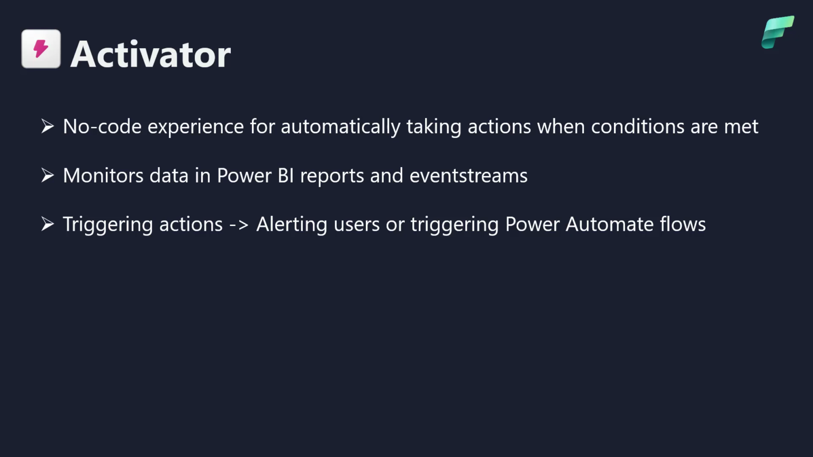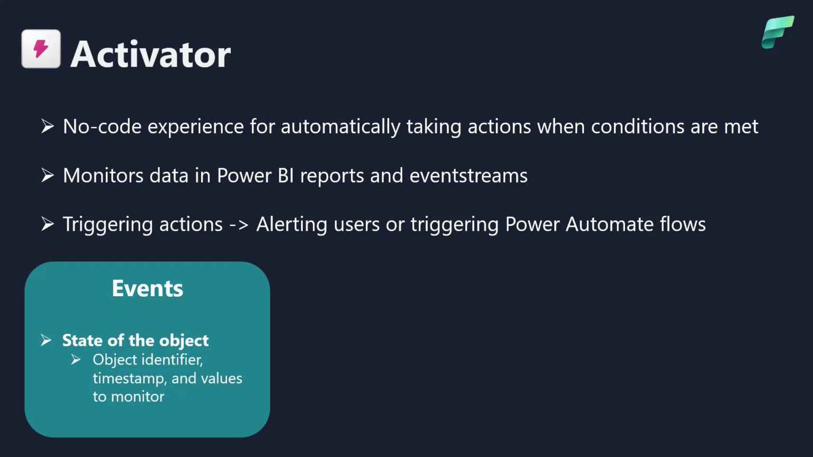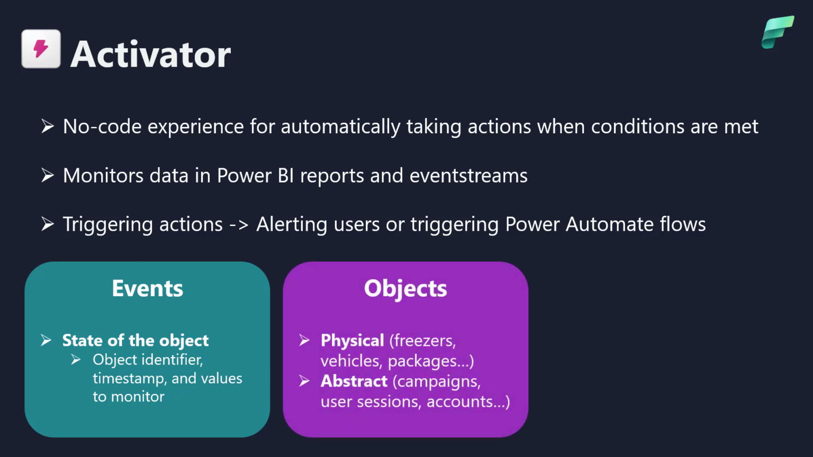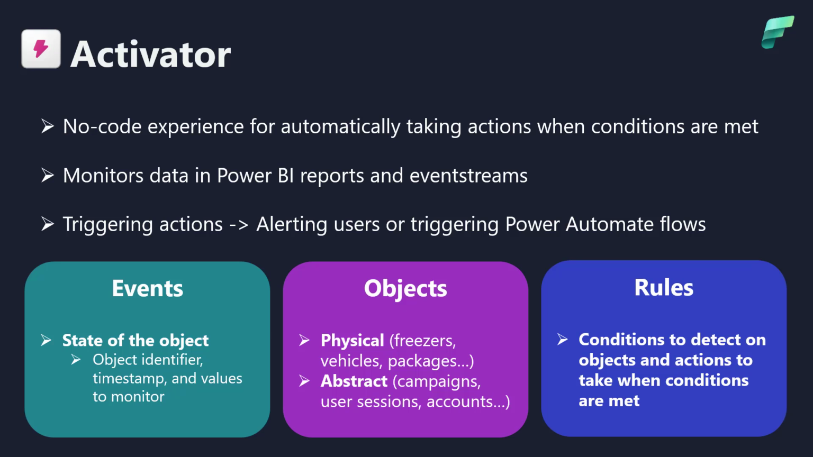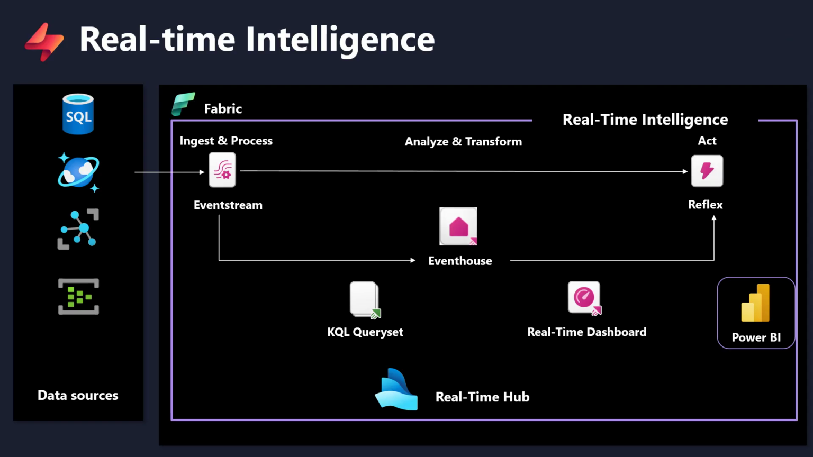There are three main concepts within the Activator that you should be aware of. An event is an observation about the state of an object, with some identifier for the object itself, a timestamp, and the values for fields you are monitoring. Objects that you want to monitor could be physical objects like freezers, vehicles, packages, and so on. The business object can also be an abstract concept like advertising campaigns, accounts, and user sessions. Rules define the conditions you want to detect on your objects and the actions that you want to take when those conditions are met.